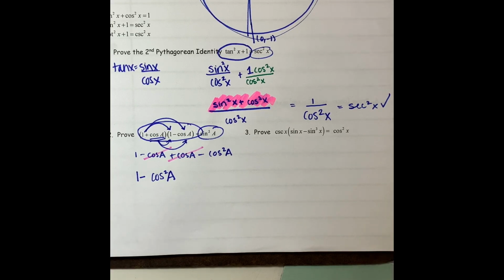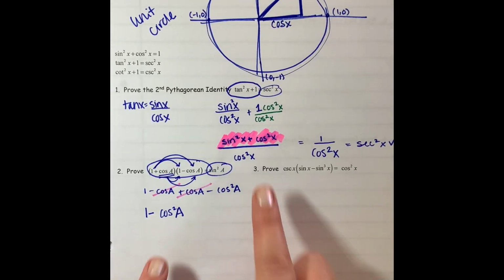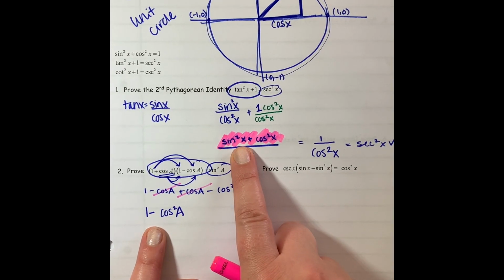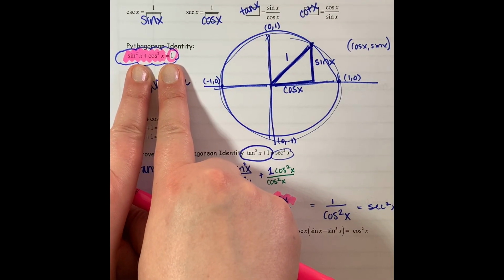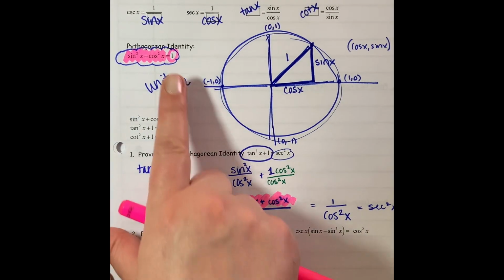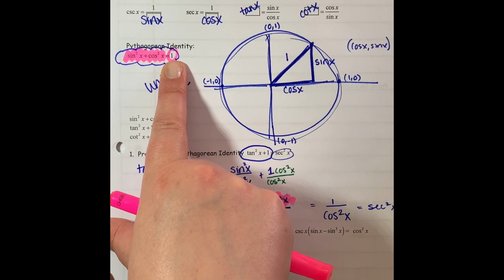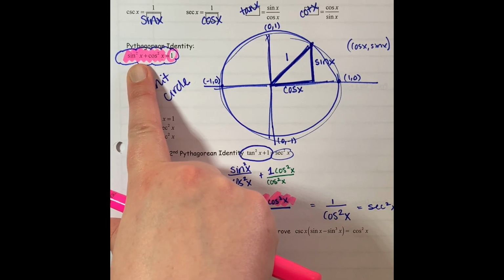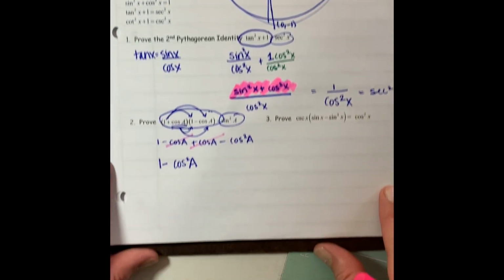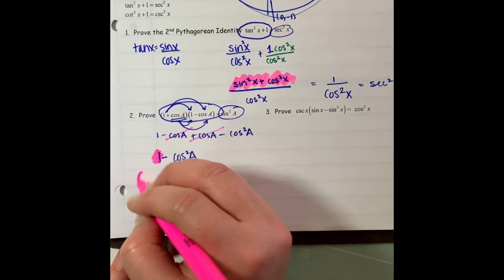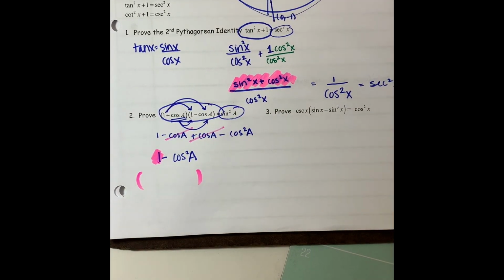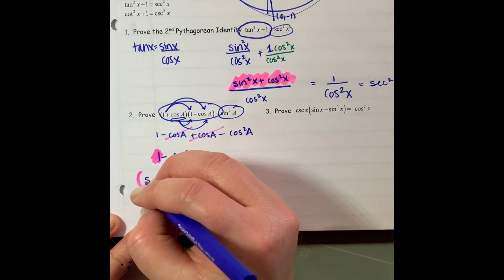Here's the next thing that I'm going to do. If I see a sine squared plus cosine squared, I can turn that into a 1, because remember, that's the rule, right? I can also do that backwards. If I have a 1, I can turn it into a sine squared plus a cosine squared. So I'm going to take my 1 from right here, and I'm going to expand that into a sine squared plus cosine squared.